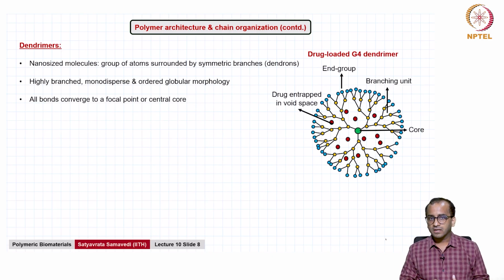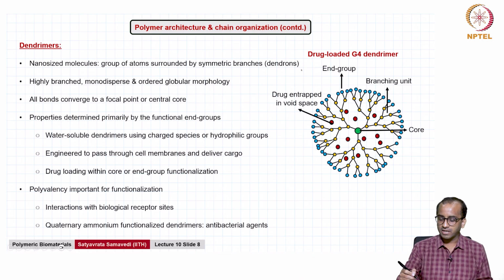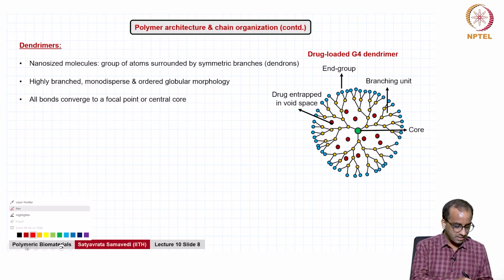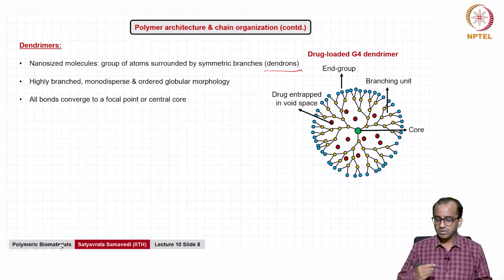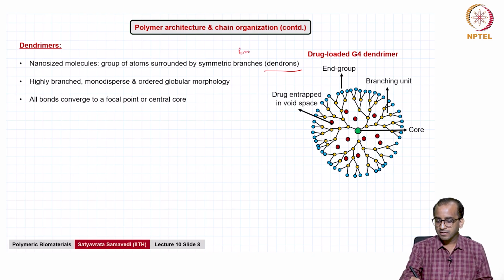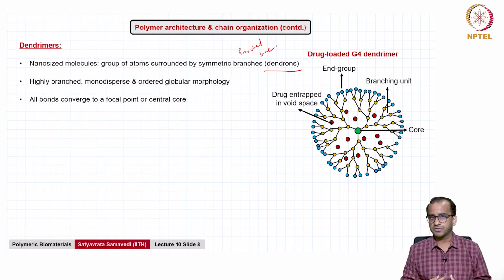Next, we will look at another special type of architecture that is of special significance in biomedical applications, namely dendrimers. Dendrimers can be broadly thought of as nano-sized molecules with a group of atoms surrounded by symmetric branches, namely dendrons. In fact, the word itself comes from the Greek root meaning branched tree-like structure. That is what a dendrimer is.